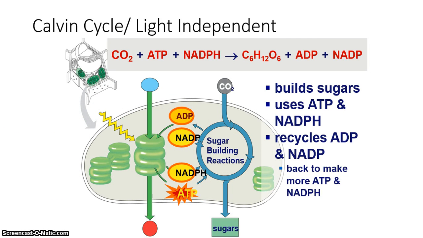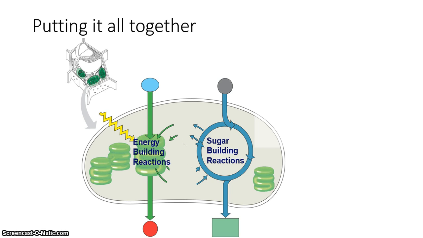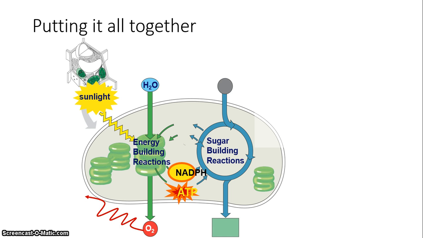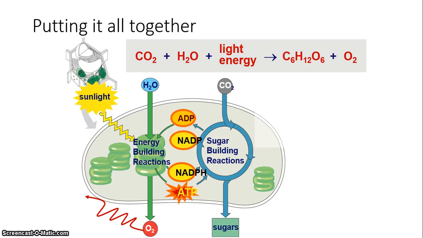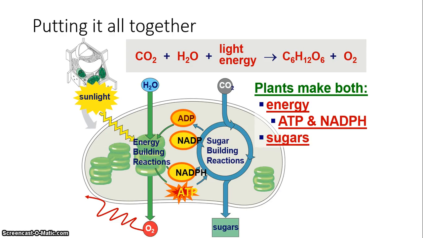So here is kind of your overview. If you put it all together, you have sunlight is used to make ATP and NADPH with the help of some water, and you release oxygen gas in the energy building reaction, so that's converting sunlight to chemical energy. And then you have your sugar building in the light independent reactions, and you regenerate your ADP and NADP. So overall, carbon dioxide plus water plus light energy produce glucose and oxygen. Plants are going to make both energy and food.